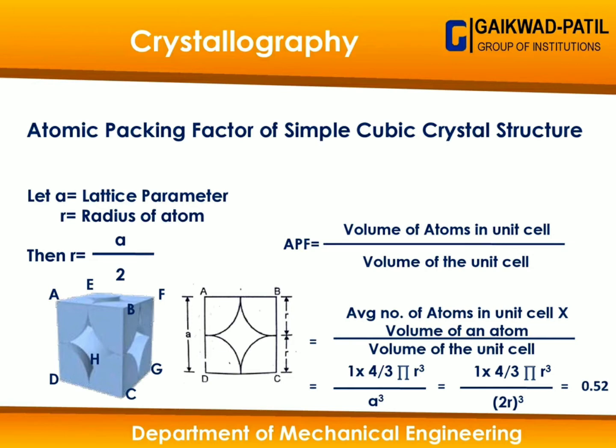That value is a fraction, but when we multiply this fractional value by 100, we get the percentage, that is, 52% of space is occupied by atoms in a unit cell. If we want to calculate the void or vacant space, we need to subtract the 52% from 100%, and we get 48% as the actual vacant space in the simple cubic crystal structure. That is basically the objective for calculating the atomic packing factor of any type of crystal structure. So that is the atomic packing factor of the simple cubic crystal structure.